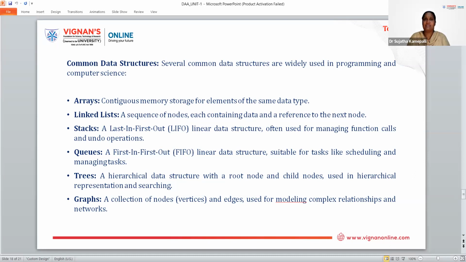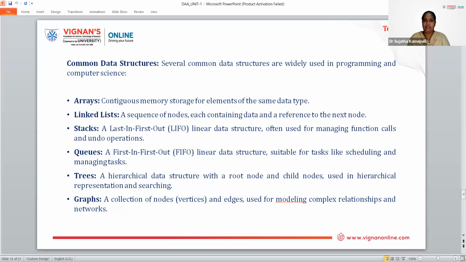A stack is a last in first out linear data structure, which is often used for managing function calls and undo operations. A queue is a first in first out linear data structure which is suitable for tasks like scheduling, managing, etc. Trees and graphs are both non-linear data structures.